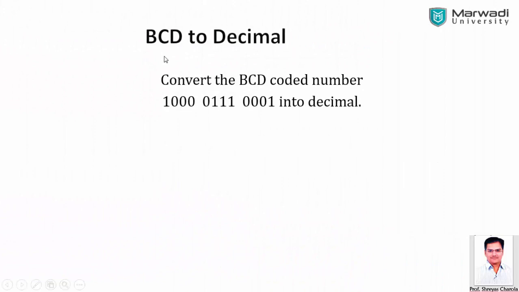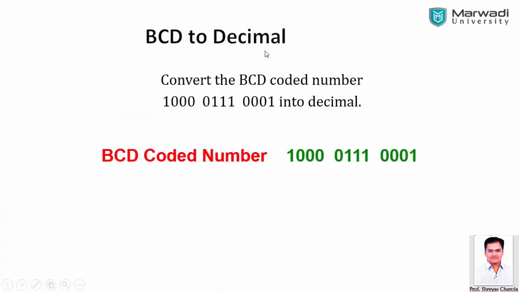Now suppose I have BCD to decimal, the vice versa. If I want to convert a BCD number into decimal, let's suppose I have 1000, 0111, 0001. I want to convert this number into a decimal number. So 1000, you know that it's 8, 0111 is 7, 0001 is 1. So this is nothing but the decimal representation of a BCD number.